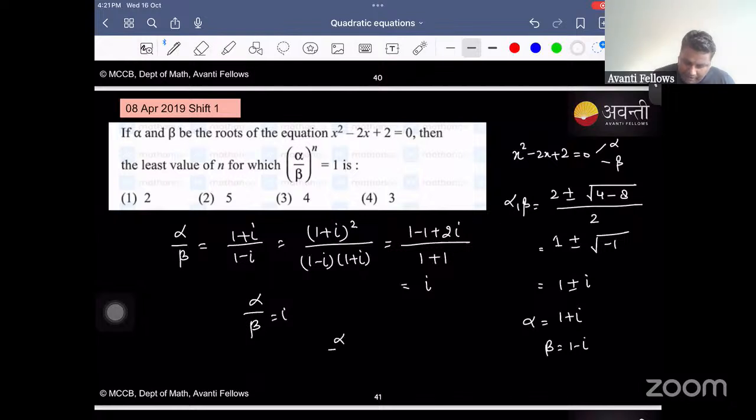So (alpha upon beta) raised to the power n equals 1 means iota to the power n equals 1. And which power of iota is 1? So n has to be what? 4 minimum. Else it can be 8, it can be 12, it can be 16 and so on so forth. Very good, Abhilash. Very good.